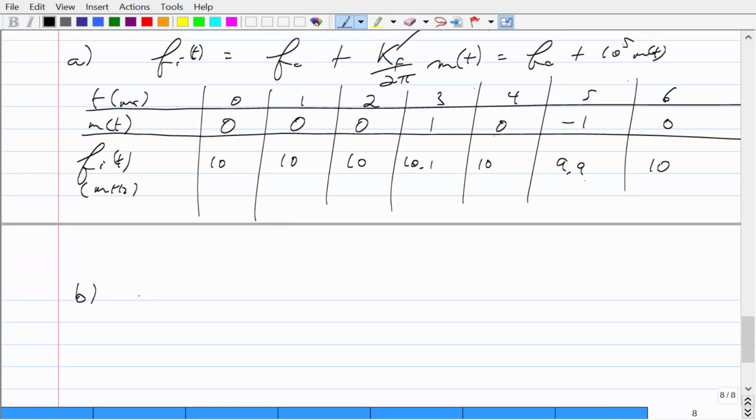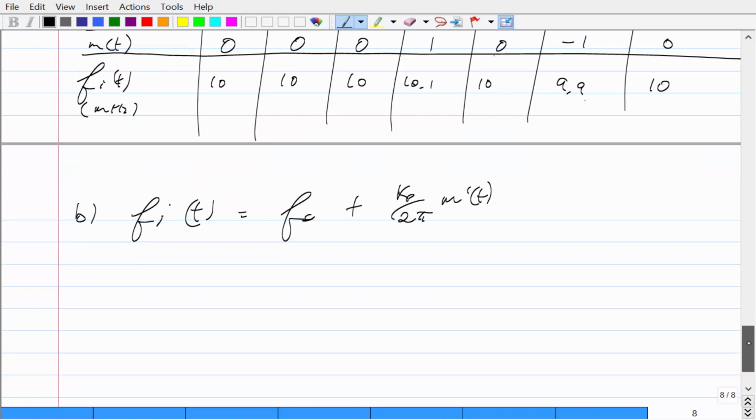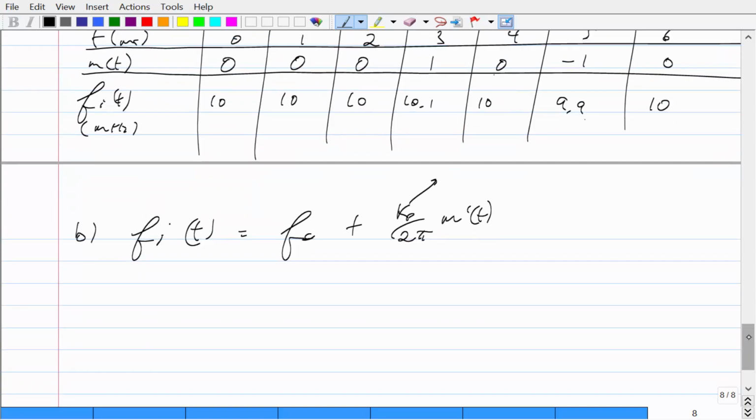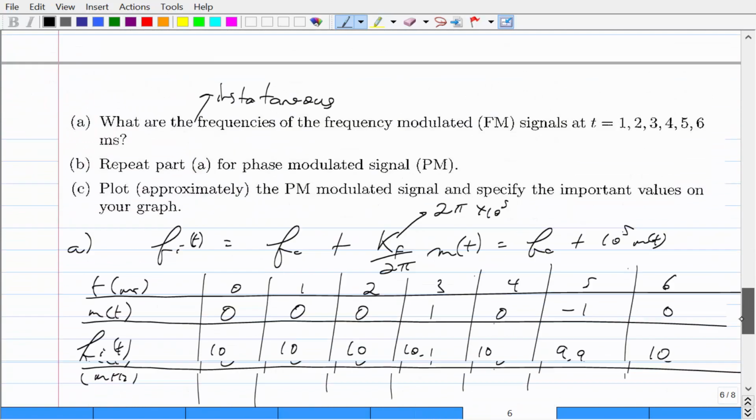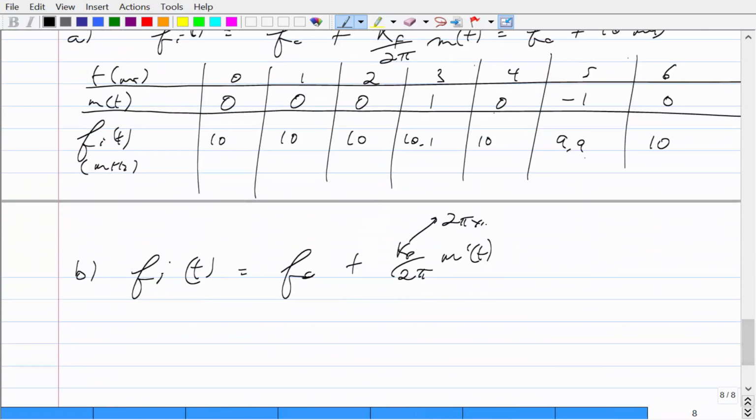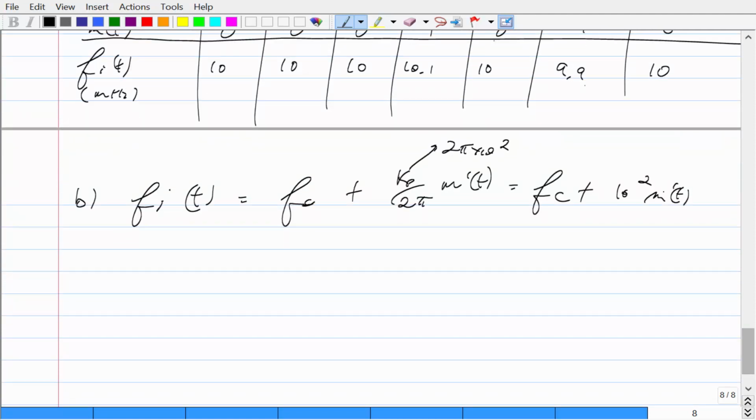All right, so repeat part A for the phase modulated signal. For the phase modulated signal, the instantaneous frequency is your carrier, plus kp divided by 2 pi. And remember, this is phase modulation, so you have to actually take the derivative of your message signal. So this is m prime of t. This kp, if you take a look at the original question, was 2 pi times 10 to the 2. So the instantaneous frequencies are your carrier plus 10 to the 2 times m prime of t. Whatever the derivative is at each of these points, you figure out what that is, multiply by 100, and then add with your carrier, and then you are done.